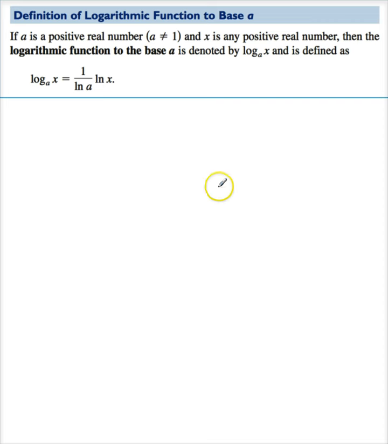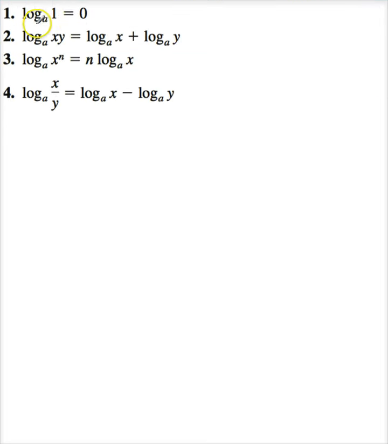Similarly, and this is the one you really need to be comfortable with, log base a of x is equal to the natural log of x divided by the natural log of a. You need to be able to do this conversion. So we know that the log base a of 1 is 0, and the log base a of x times y is the log base a of x plus the log base a of y. Well, the log base a of x to the n is n times the log base a of x, and log base a of x divided by y is log base a of x minus log base a of y.